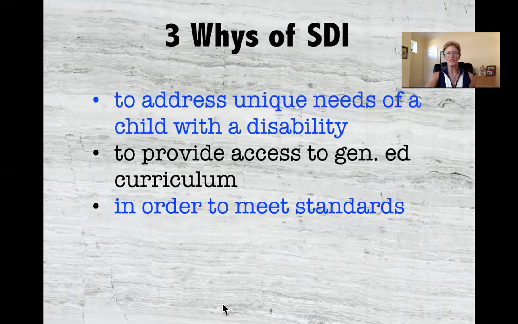And then, in addition to these 3 things, we've got the 3 whys. What does the federal law tell us is the purpose behind doing this? First, it's to address those unique needs of a child with a disability, IEP goals, and other needs that a student might have. Second, it's to provide access to the general ed curriculum. This is why pull-out programs don't make as much sense, because it's harder in a pull-out situation to provide equitable access for students to the general ed curriculum. Not impossible, but much more difficult.